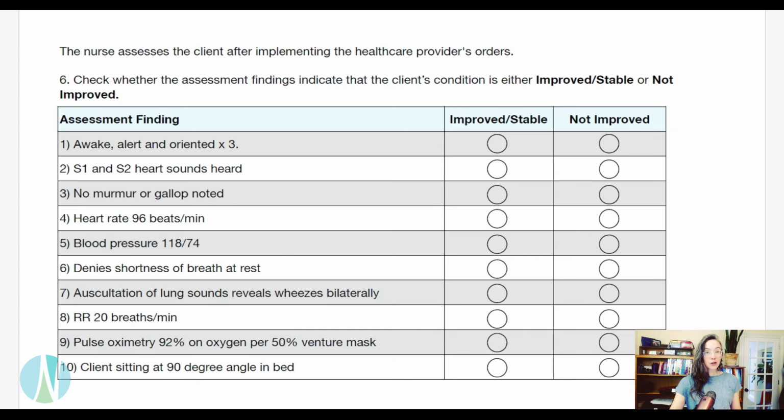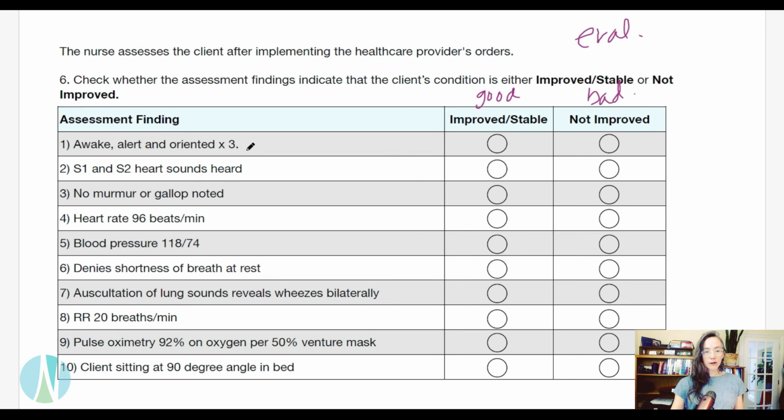All right, and then the last question very commonly is an evaluation type of question. How do you know they got better or worse? So the nurse assesses the client after implementing the healthcare provider's orders, and then checks whether the assessment findings indicate that the client's condition is either improved, stable, or not improved. And really, I just keep this so simple. I just say, all right, is that a good finding or a bad finding? And you can go back to the nursing notes to review if you forgot any of this content.